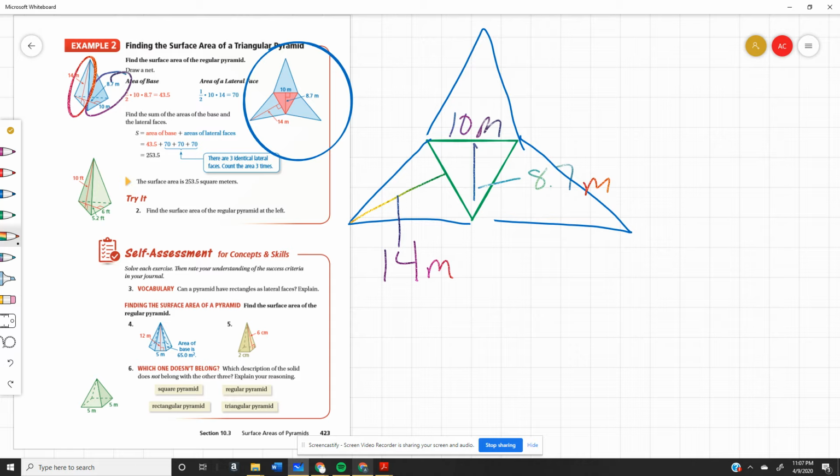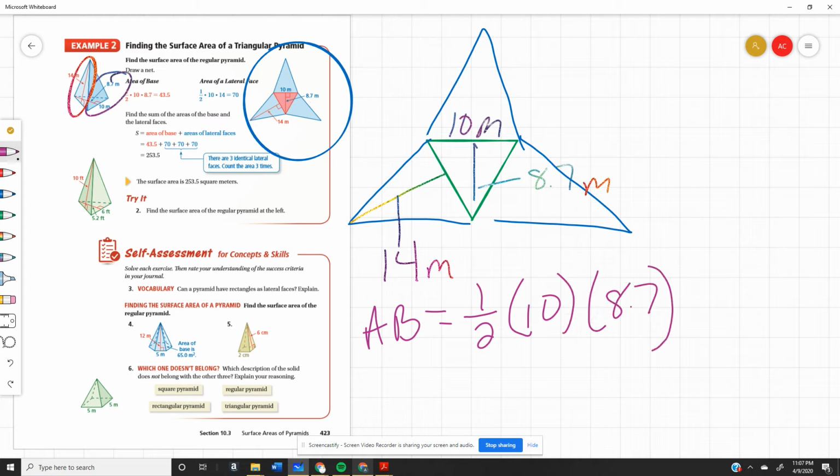Okay? So what we're going to do first is the same thing. We're going to find the area of the base, which in this case, we're going to use the triangular formula for area, which is 1/2 the base, which is 10, times the height, which is 8.7. And again, I'm just going to plug it into my calculator. You can use Desmos. You can use whatever you have. A regular calculator will do this. You can use 0.5 for a half instead. And you get that the area of the base is 43.5 meters.